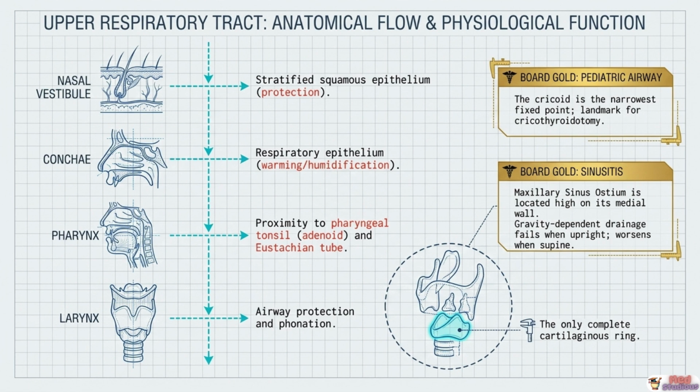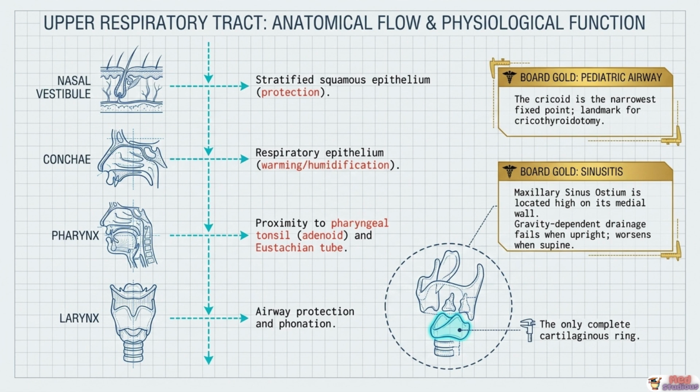The pharynx is anatomically significant due to its close proximity to the pharyngeal tonsil, or adenoid, and the eustachian tube, explaining why adenoid hypertrophy in children predisposes to otitis media. The larynx serves the dual function of airway protection and phonation. 2 board favorite facts deserve special attention here.